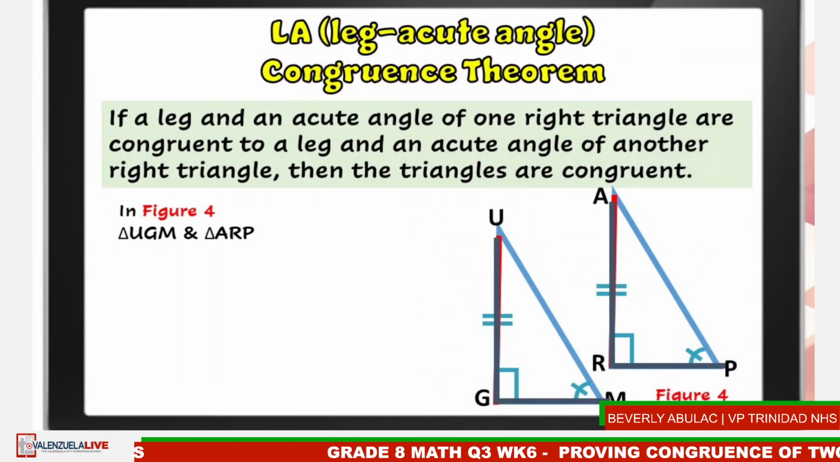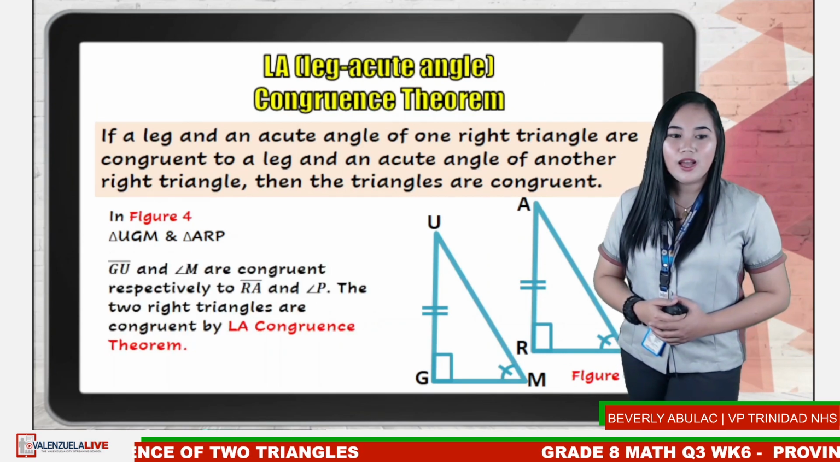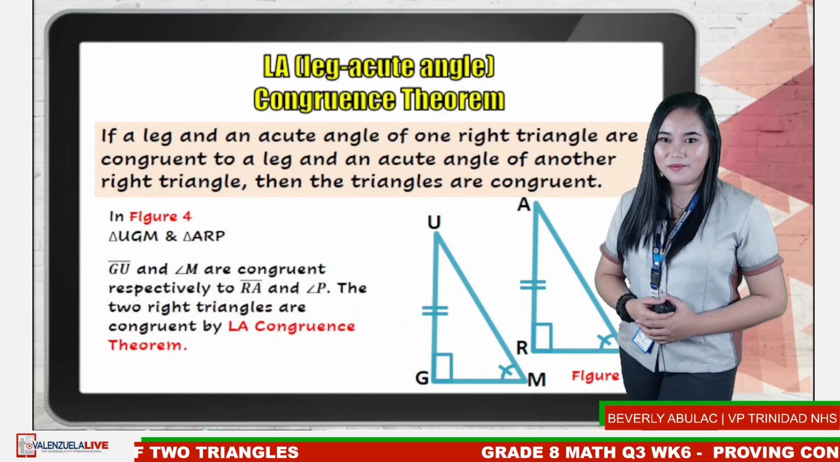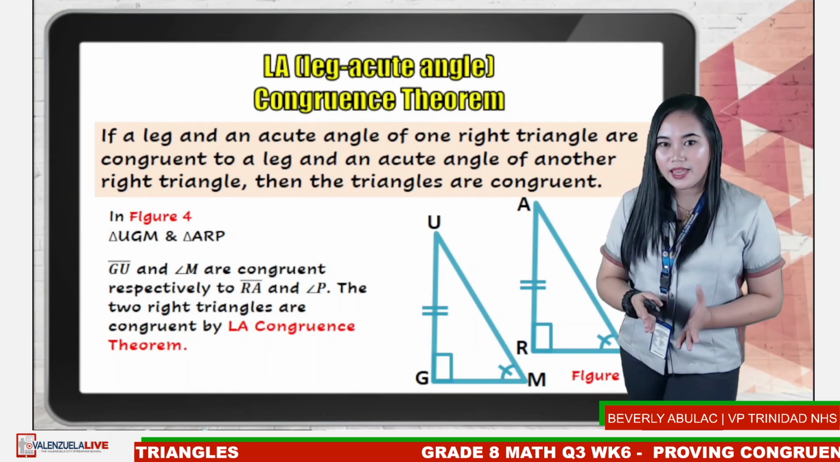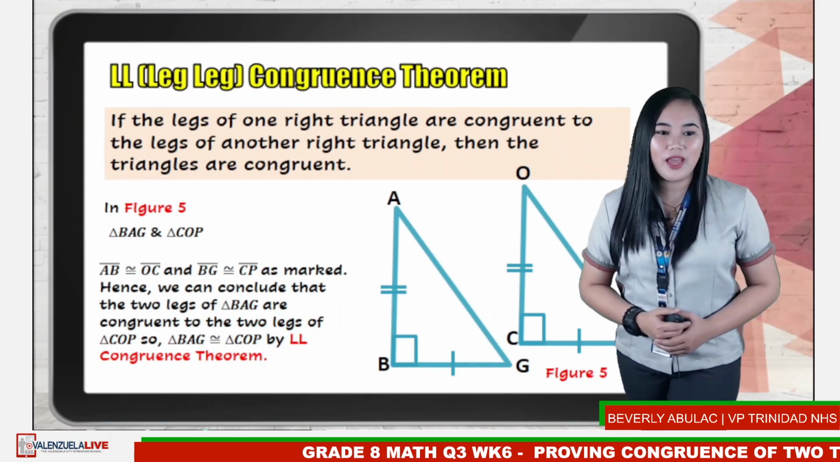And angle G is congruent to angle R because both are right angles. Hence, segment GU and angle M are congruent respectively to segment RA and angle P. So the two right triangles are congruent by LA congruence theorem. The proof of this theorem again will be shown later on. Next, we have the LL congruence theorem.